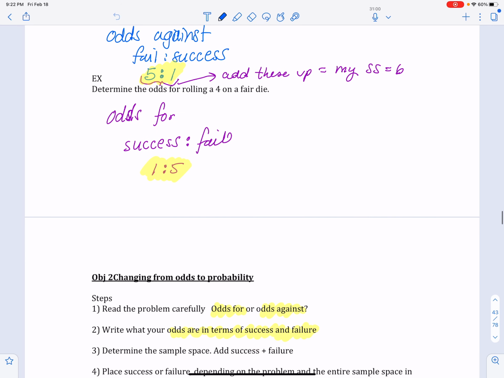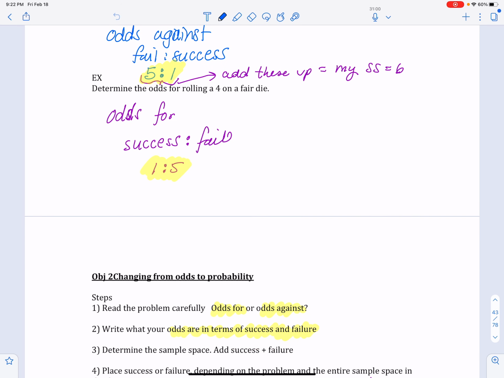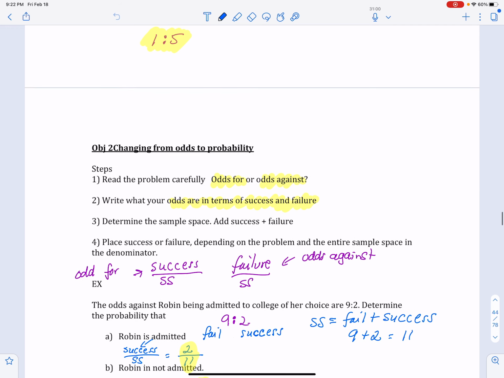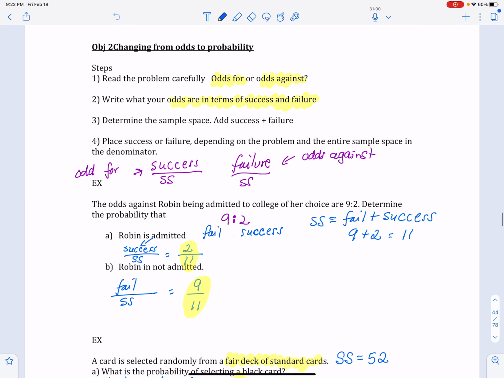So let's look at the next example. Determine the odds for rolling a 4 on a fair die. Well, odds for means success to failure. So there's one side that has a 4, and there are 5 sides of a die that do not have a 4. So success would be 1 to failure, which is 5. So 1 to 5.